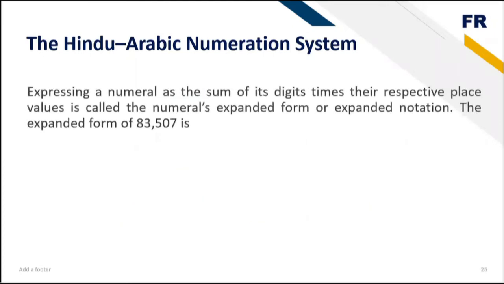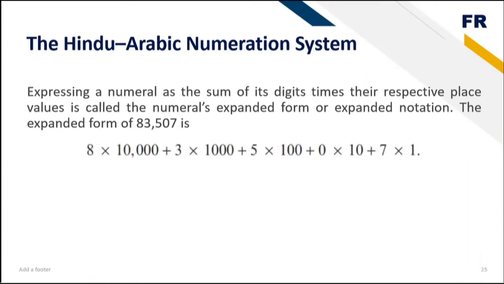Expressing a numeral as the sum of its digits times their respective place value is called the numeral's expanded form or expanded notation. For example, the expanded form of 83,507 is, so yung 8, ang kanyang place value ay sa 10,000s, plus yung 3 naman ay sa 1,000s, plus 5 sa hundreds, then yung 0 sa tens at yung 7 sa ones. Kaya yung 83,507, kapag in-expanded form natin, we have 8 times 10,000 plus 3 times 1,000 plus 5 times 100 plus 0 times 10 plus 7 times 1. So tinatawag natin itong expanded form or expanded notation.